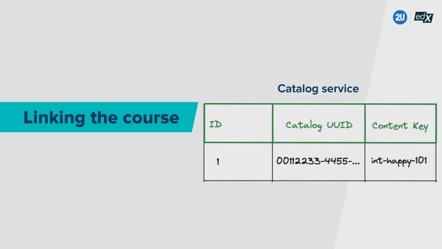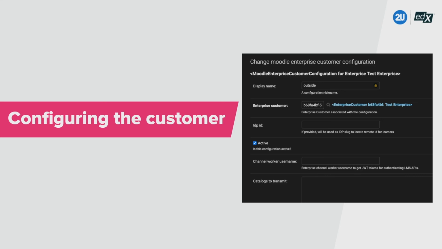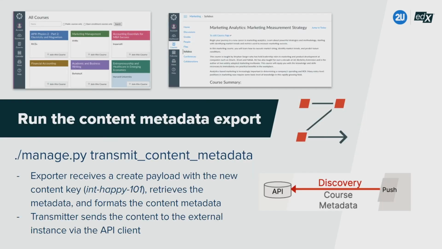So I have gone in and I have added this information to the catalog service and made sure that the customer is generated. I am now going to configure my customer. So here we have a screenshot of the Django admin form. This is the existing way to enter in your customer configurations. Like I said, it's entirely possible to self-service this, but you will need to figure that out on your own.